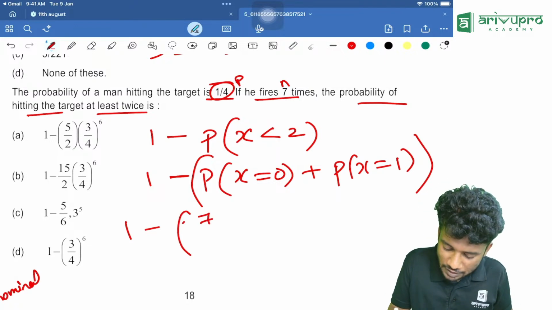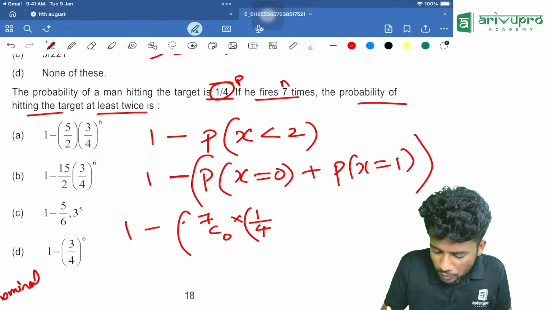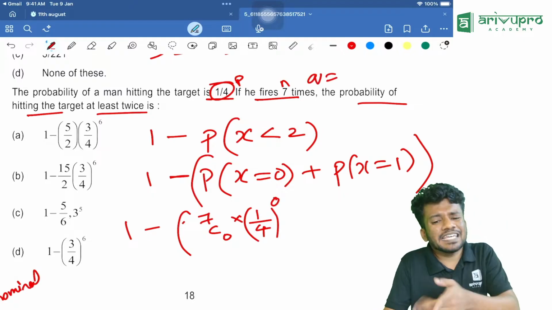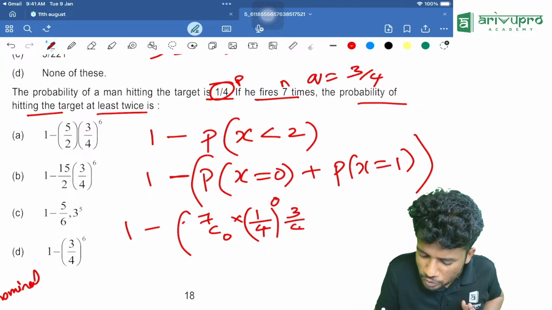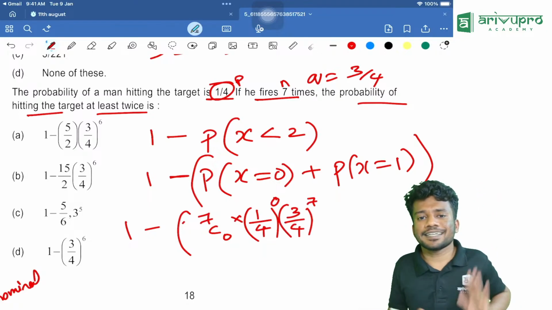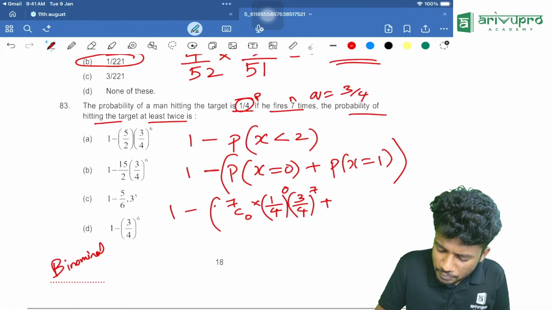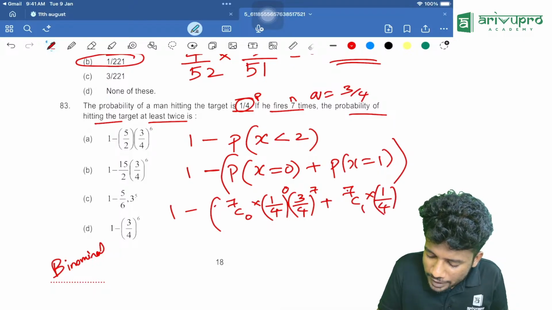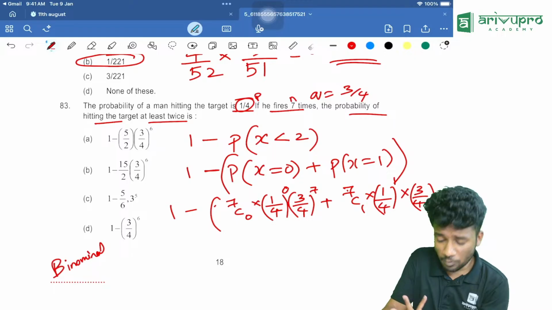That means 7C0 into probability of 1 by 4 raised to 0 into Q value. If P is 1 by 4, Q is how much? 3 by 4. That means 3 by 4, the entire thing raised to 7, since total 7 are there. Plus P of x equal to 1 we are going to do. That is nothing but 7C1 into 1 by 4 the whole raised to 1 into 3 by 4 the whole raised to n minus x. What is the formula? N minus x, it will become what?